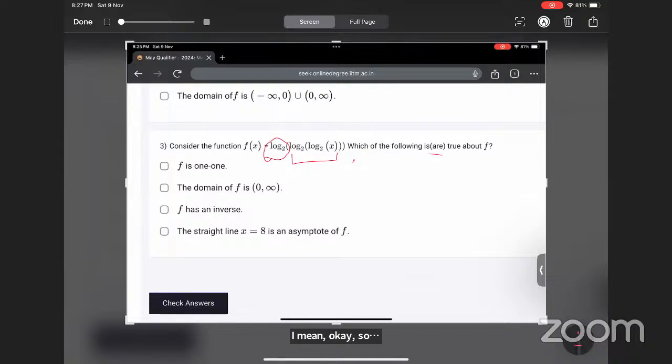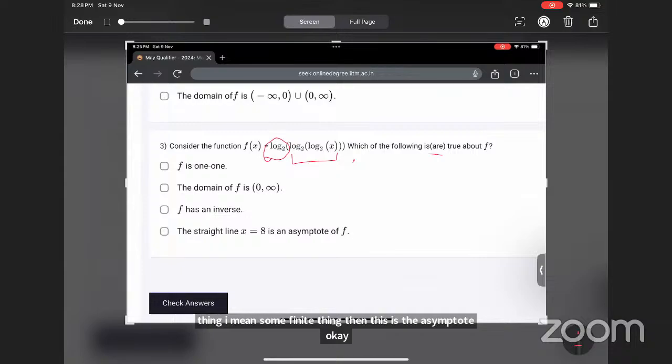How to calculate it? In the last lecture also I told you, when you want to calculate the asymptote, you have to take the limit as x tends to infinity or minus infinity. If you find some finite value, then this is the asymptote. Otherwise, we cannot say anything.